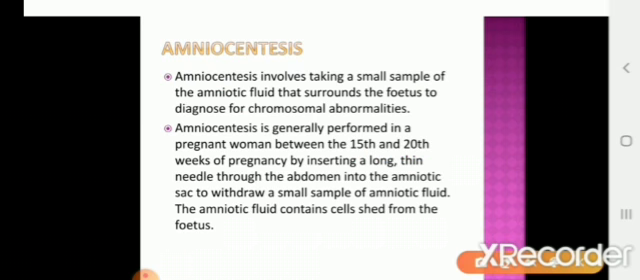So, how will it be done? There will be a long thin needle. The long thin needle will go into the abdomen of the mother, and it will reach into the amniotic sac and draw a sample of amniotic fluid. The amniotic fluid contains cells shed from the fetus. So with these cells, we can identify what are all the chromosomal abnormalities and genetic disorders present in the child.